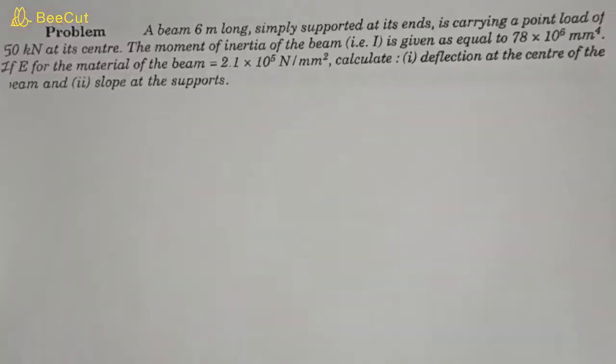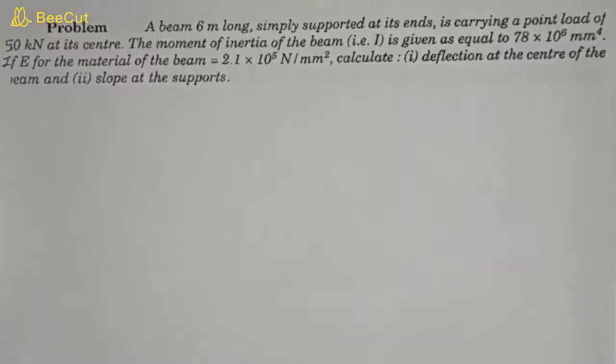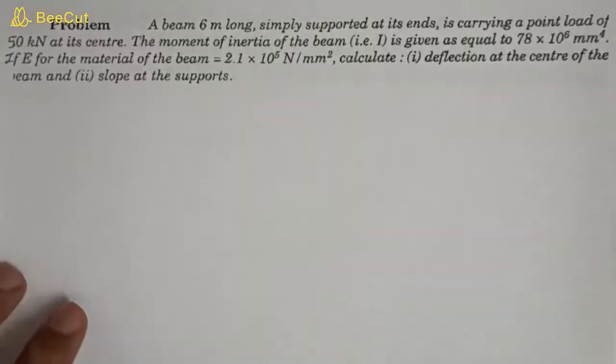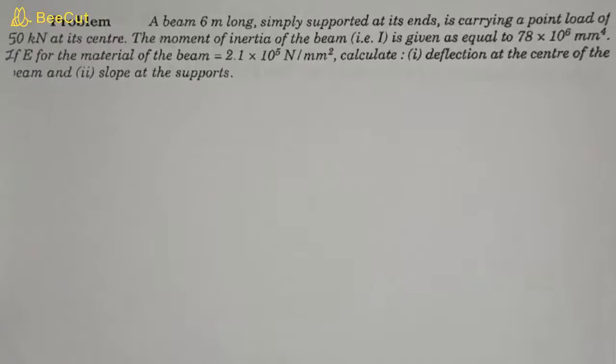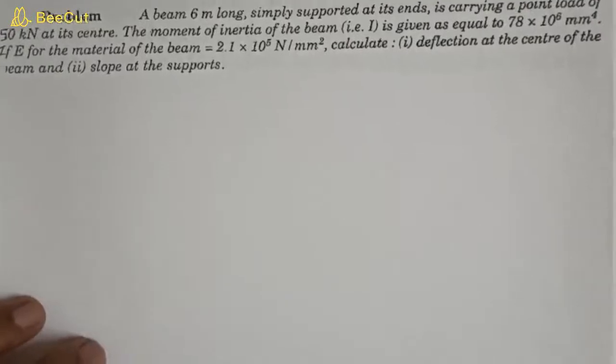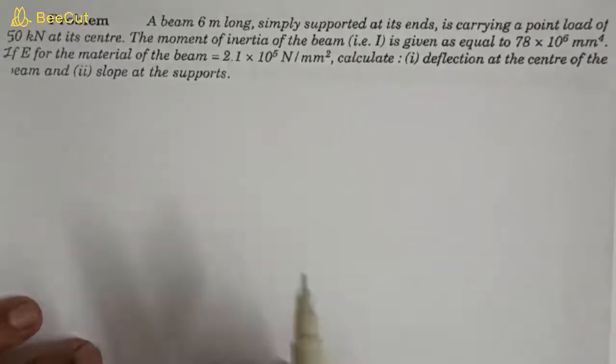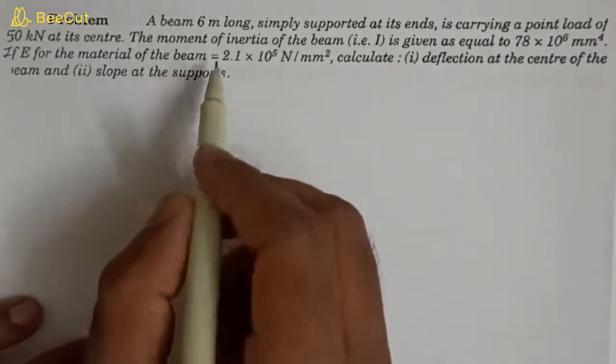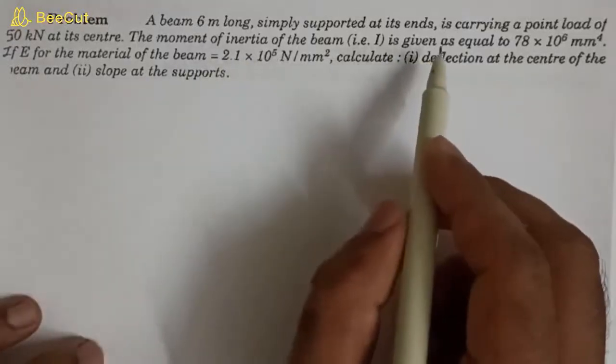So in this video we will continue to solve problems on the bending deflection of beams. In this case we are considering a simply supported beam and a point load is applied at the midpoint of the beam. So let's find the deflection. So we have to solve this numerical problem. A beam 6 meter long simply supported at its ends.